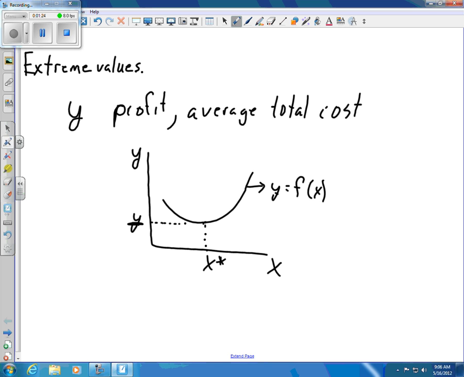Another possibility is a similar idea, but the shape is a bit different. You have x and you have y. And for some reason, this function goes up and then declines. That's y equals some f of x. And what we're trying to do is find the maximum value of y. And that means, what's the value of x that will maximize the value of y?